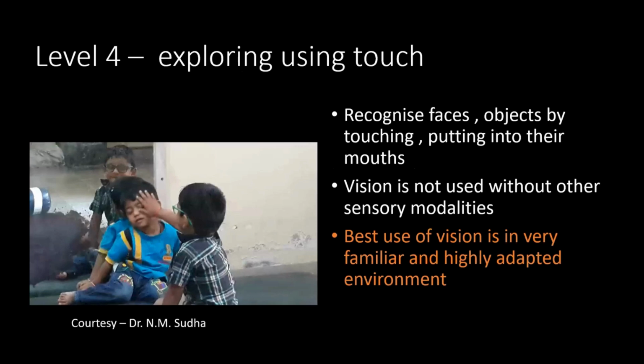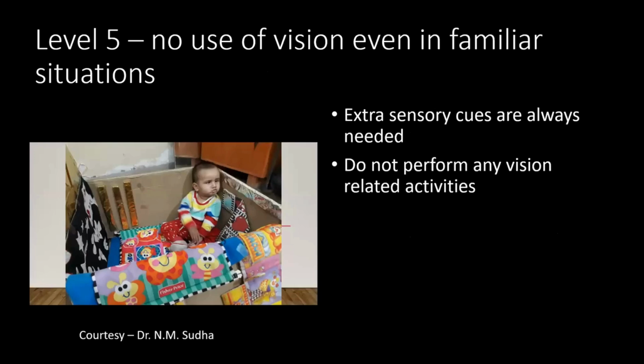Here, the child may have a ventral stream dysfunction in which they are unable to recognize faces and objects. So they use their touch. They touch the face of the mother, they touch the face of their friends or the objects and start recognizing. Otherwise they would not be able to use vision without these tactile cues. And they use their vision only in a highly familiar, adapted environment.